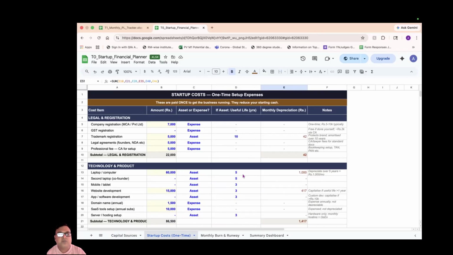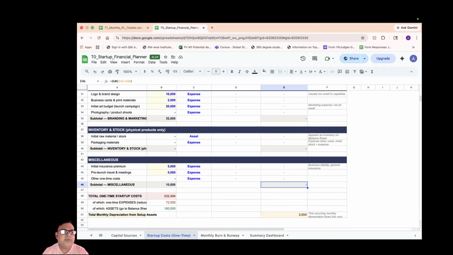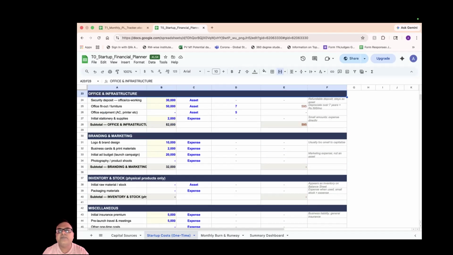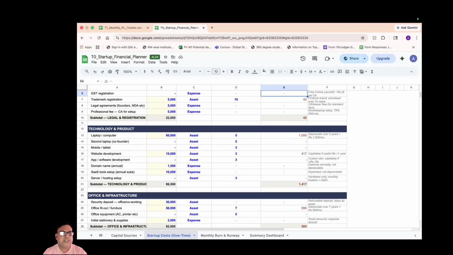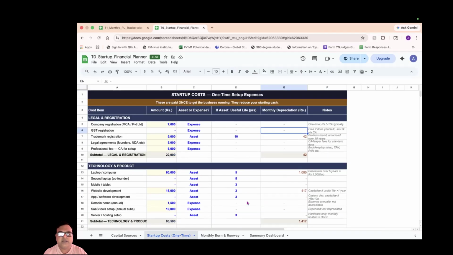Right. But there's a lot of work that you do prior to opening a restaurant. Okay. And that incurs a lot of cost. That is called the startup cost, one time cost. It could be legal, registration, technology, right? Inventory, miscellaneous, all these things. Okay. So this is where we will actually capture. There's an office and infrastructure cost as well.